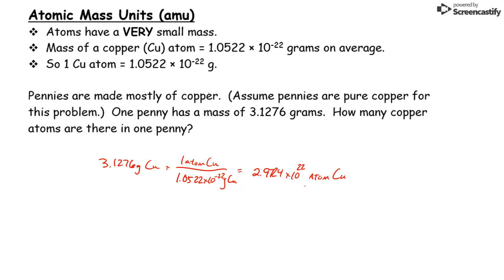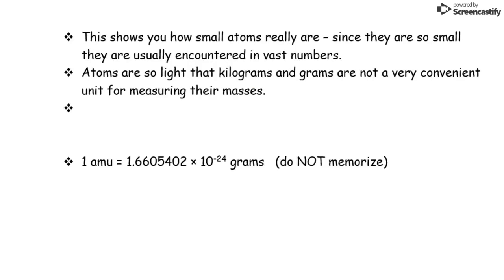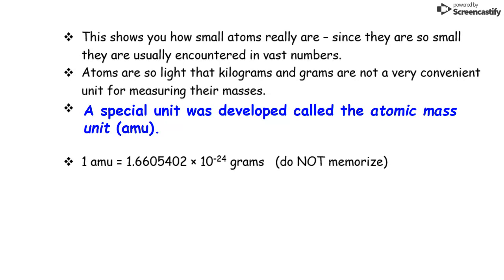And so notice that is a huge, huge number of atoms, which makes sense because remember, atoms overall are incredibly tiny. And so this really does help indicate just how small atoms are overall. And so that usually means that they're encountered in really, really big numbers. And so generally, because atoms are so light, kilograms and grams are not exactly the best for measuring their unit of masses. And so the special unit of AMU, or atomic mass unit, was developed.